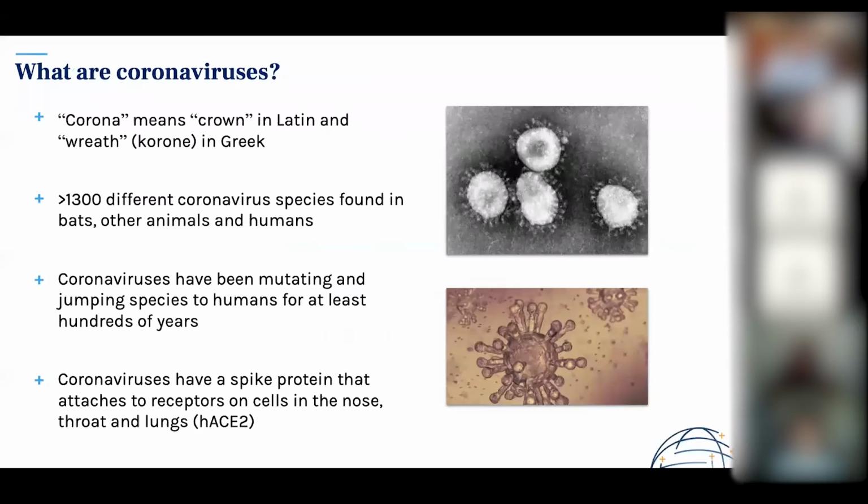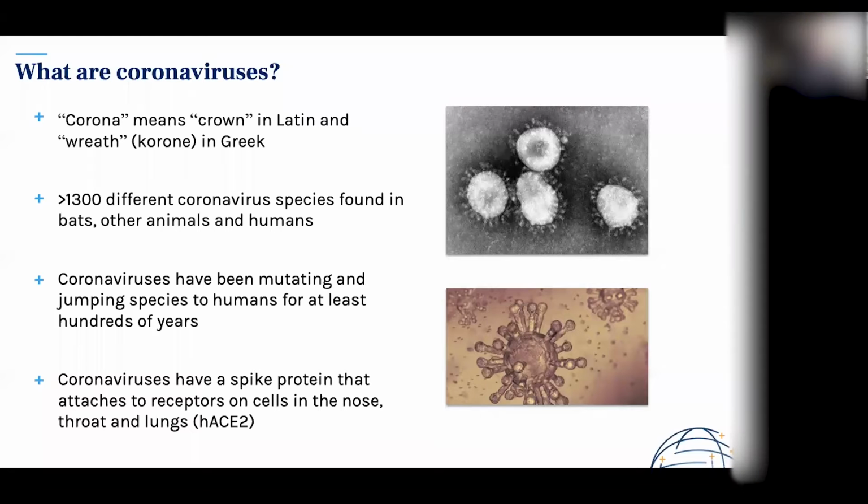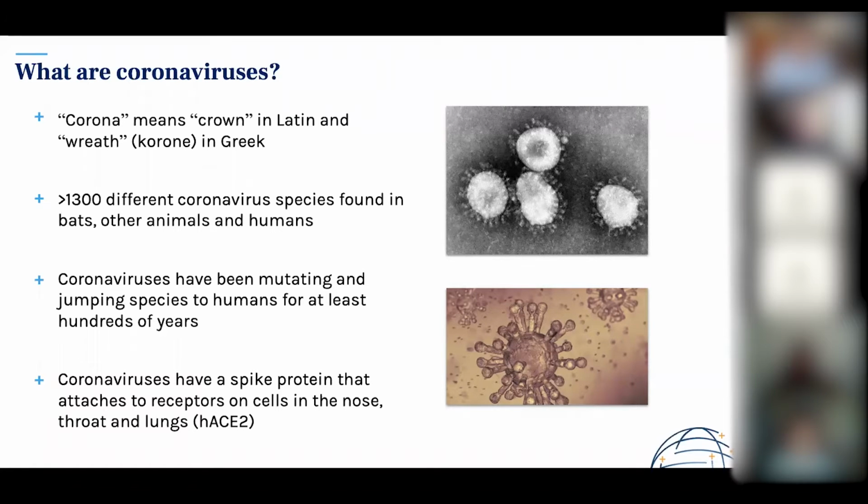Sure. So what are coronaviruses? The word corona, for those of you who are Latin and Greek scholars will know, means crown in Latin and wreath in Greek. And that's to describe what it looks like under the electron microscope pictures shown here. It's got these spikes on the outside. There are thousands of coronavirus species out there, at least 1,300 that we've already characterized and identified. And they're common viruses that are seen in all sorts of animals, particularly bats, but lots of other animals and humans as well. We'll talk about the coronaviruses that affect humans.